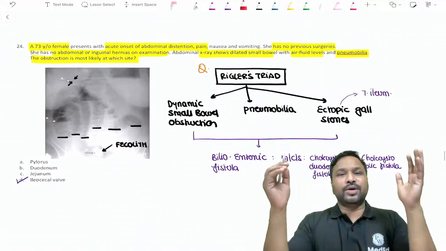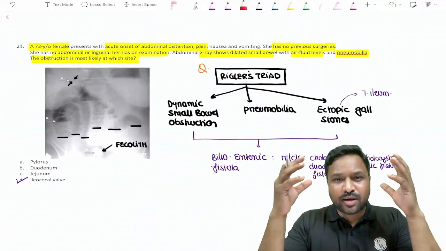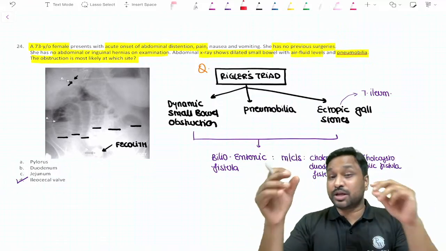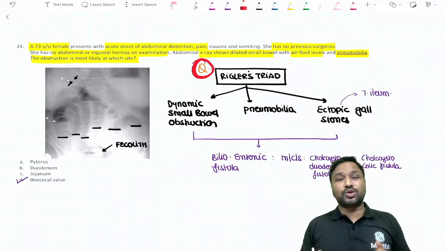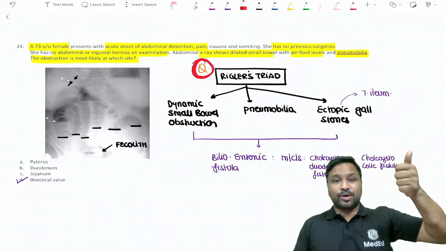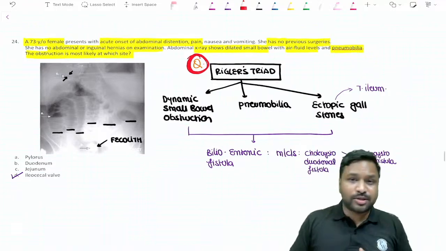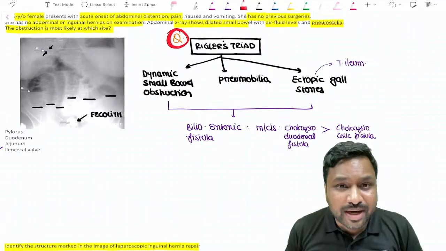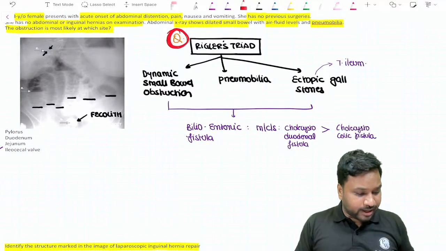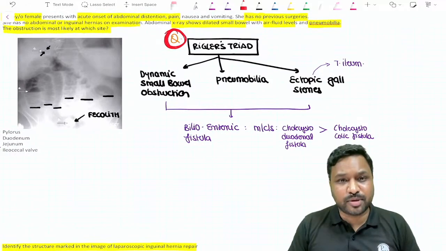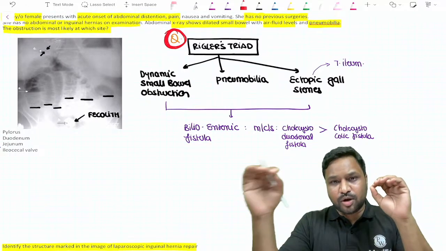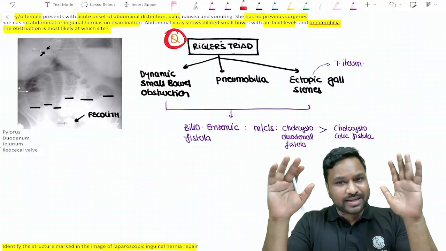Now, how can you have a question in a GIT or in a surgery without having an intestinal obstruction? But this time, the intestinal obstruction is more important in terms of gallstone ileus, that is Rigler's triad: dynamic small bowel obstruction, pneumobilia, ectopic gallstones. All these put together is what we call Rigler's triad, right? Rigler's triad is responsible for gallstone ileus. So Rigler's triad, gallstone ileus, how would you manage is your exam question.